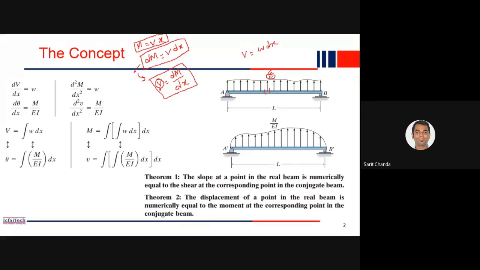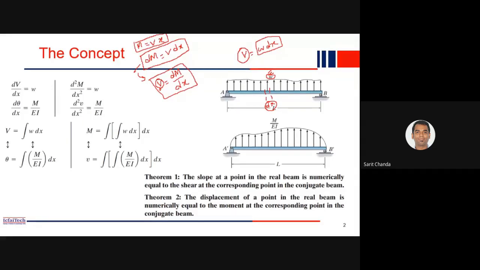W is the UDL. UDL means force per unit length. Now if I consider a small section here, it is dx. Then how much total force is acting in that small section dx? That is W into dx, right? That is nothing but our shear force at a particular section. So shear force V can also be written as W into dx.